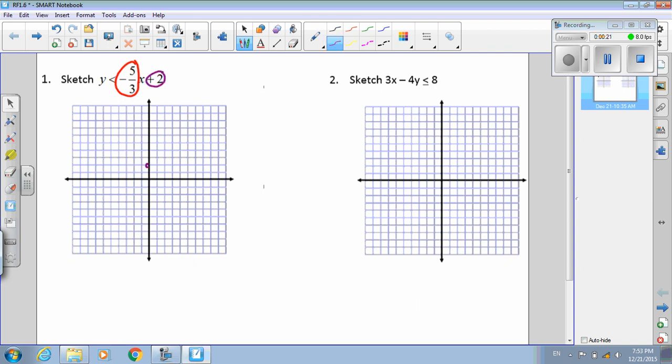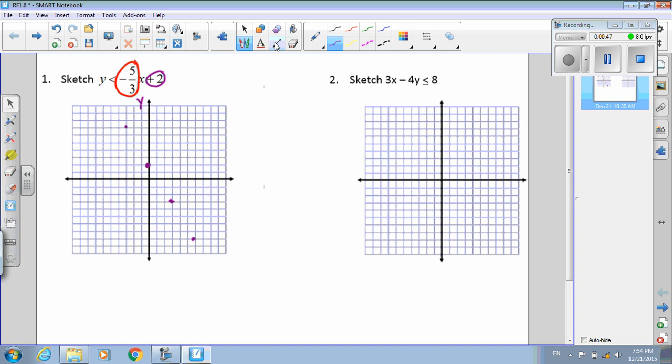So it would start at 2 on the y-axis, and then your vertical displacement would be -5, so down 5, and then a horizontal displacement of 3. So my inequality would look something like this. So you basically graph just like you would a regular function.